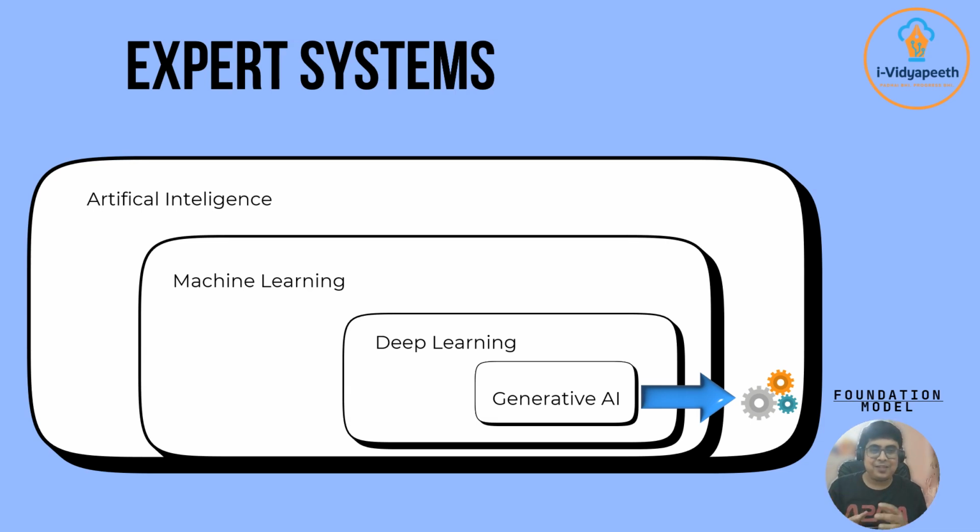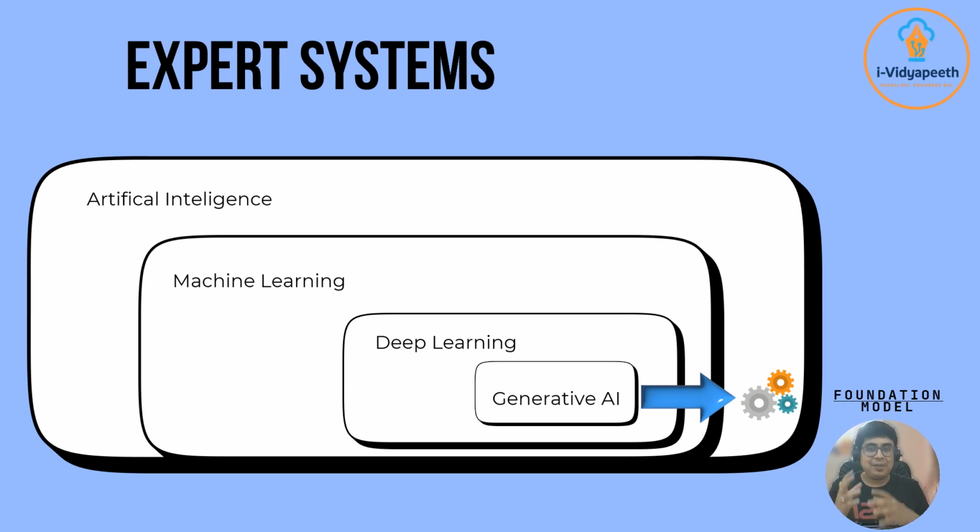Now let us look into the expert system, right? We are talking about generative AI, but generative AI basically belongs to which category? That we need to understand. So first of all, artificial intelligence is not new. It has been prevailing from the very beginning, I think from the 1960s, 70s. From that time, this term artificial intelligence came up, right?